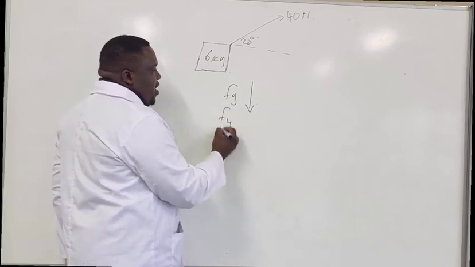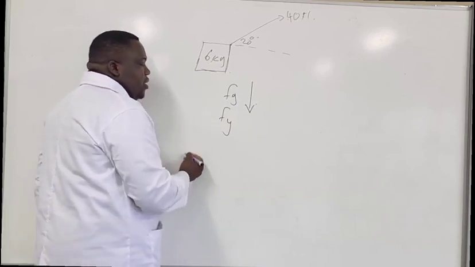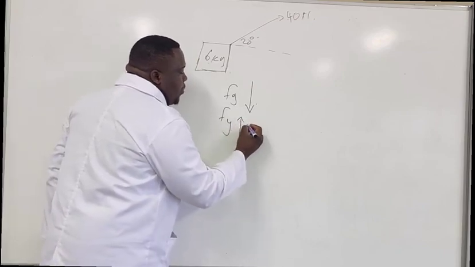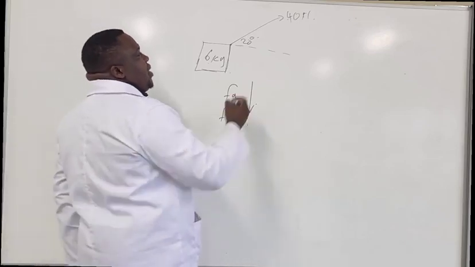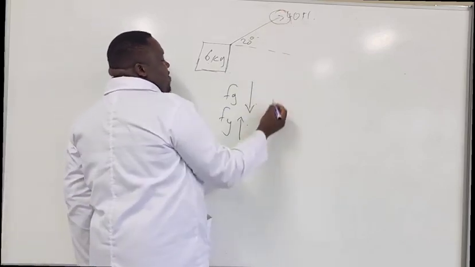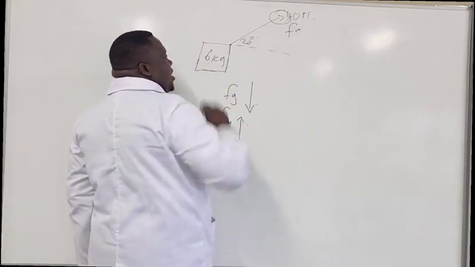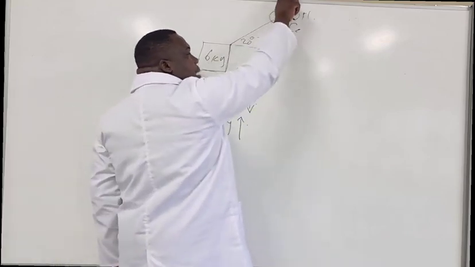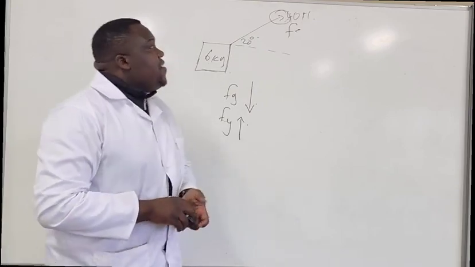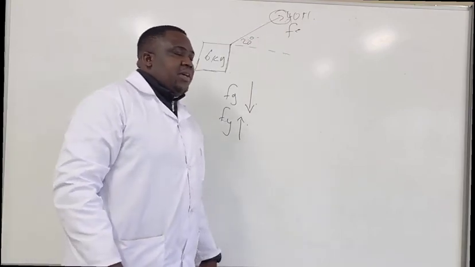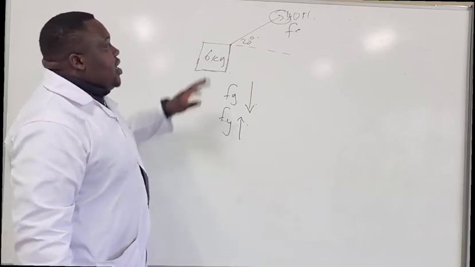Then what about Fy? Will it point down or will it point up? Fy is going to point up. Why is Fy pointing up? Fy is being influenced by F, because this is force F. So force F is pointing up, which means Fy will point up. If force F was pointing down, Fy would be pointing down. You understand?